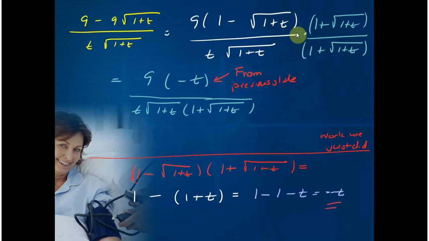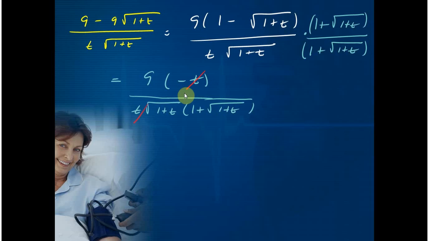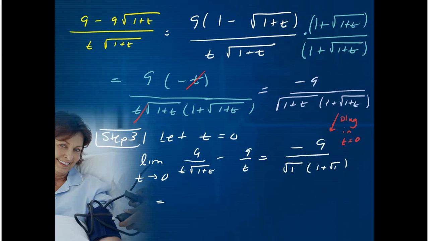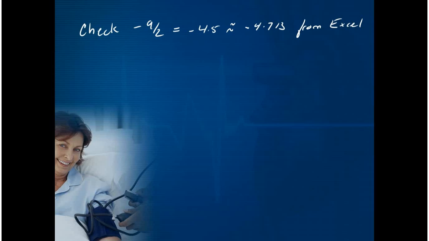I haven't changed anything because I'm multiplying by 1. From my work on the previous slide, I know that these two pieces here are minus t. Don't forget the parentheses. And now I can cancel those two things, and I get minus 9 over the square root of 1 plus t times 1 plus the square root of 1 plus t. Now I can plug in t equals 0. So step 3 is to let t equal 0, which is really taking my limit, and I get minus 9 halves. That's the exact answer. Well, minus 9 halves is actually minus 4.5, which is pretty close to minus 4.7. So I'm pretty confident this is the correct answer.